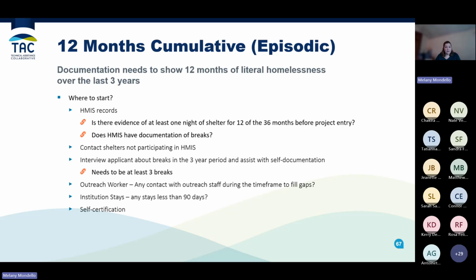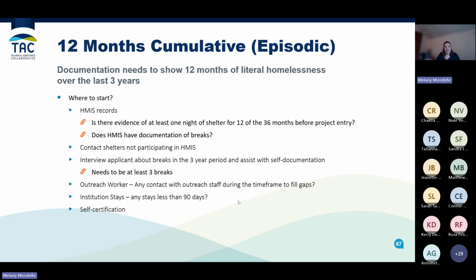You can interview the applicants and say, okay, are there any times you've been housed for more than 7 days? Have you stayed with family for multiple months and then maybe it just didn't work out? The breaks can all be self-documentation if they're not evident in the paperwork that you have available from your providers or your HMIS system. Outreach workers, again, may be able to tell you, yes, I was working with the person, then they went here and then they've come back. Again, institution stays less than 90 days, you'll be able to count the whole month. More than 90 days, that would be a break.